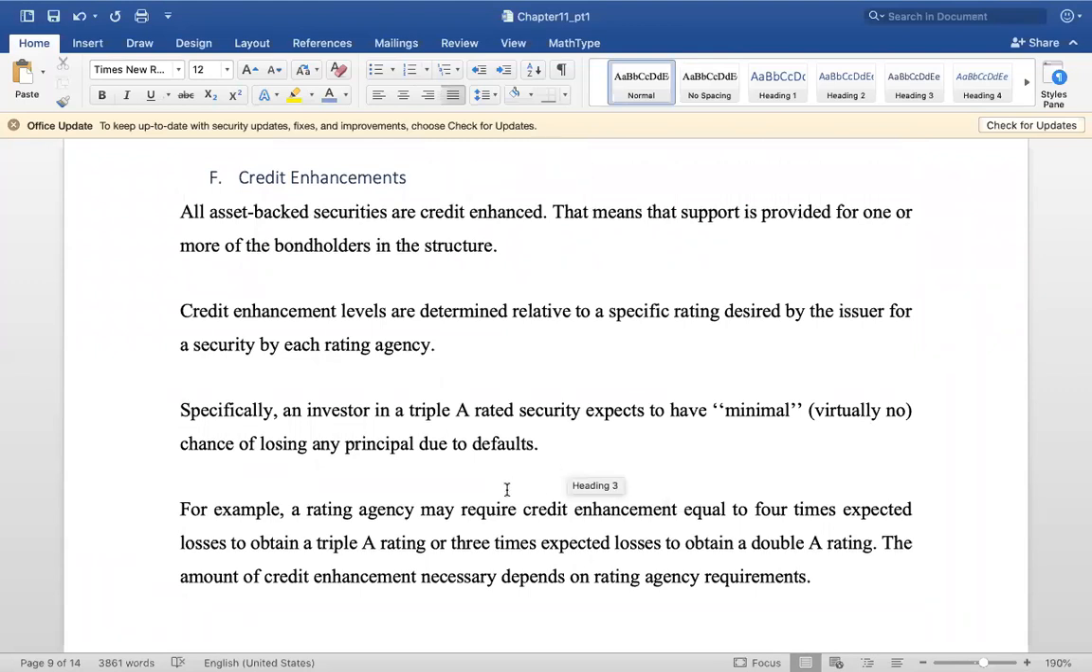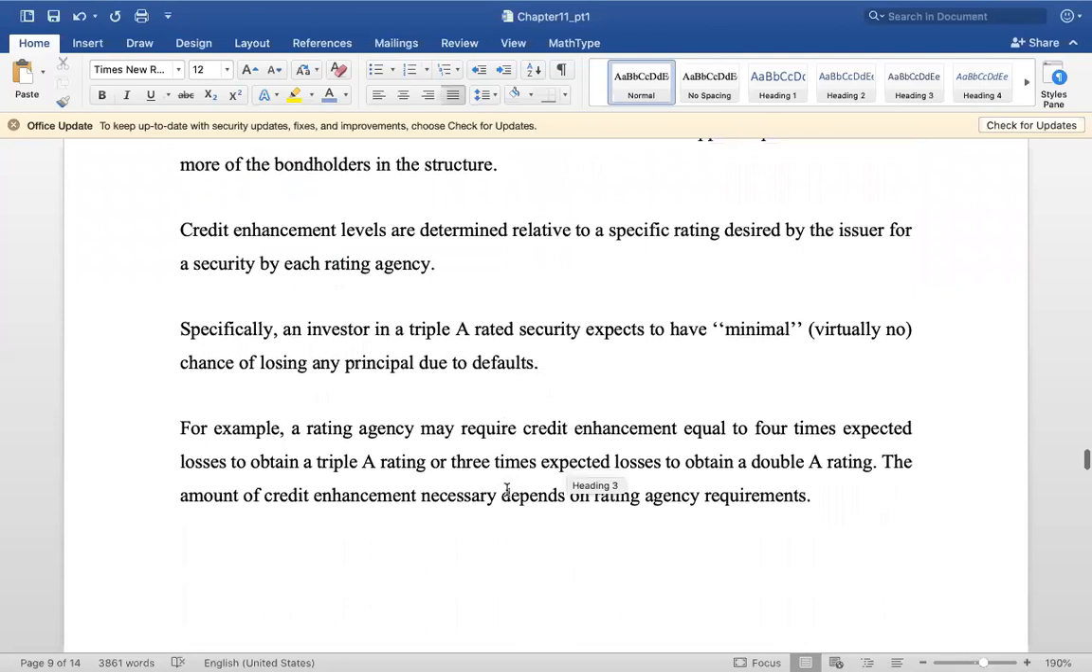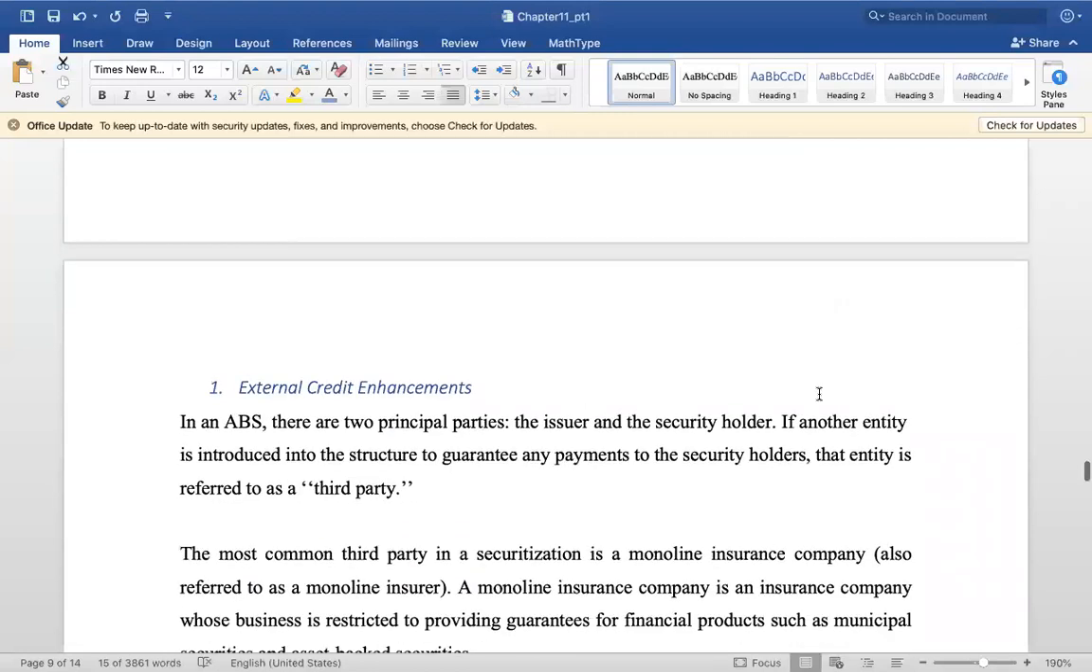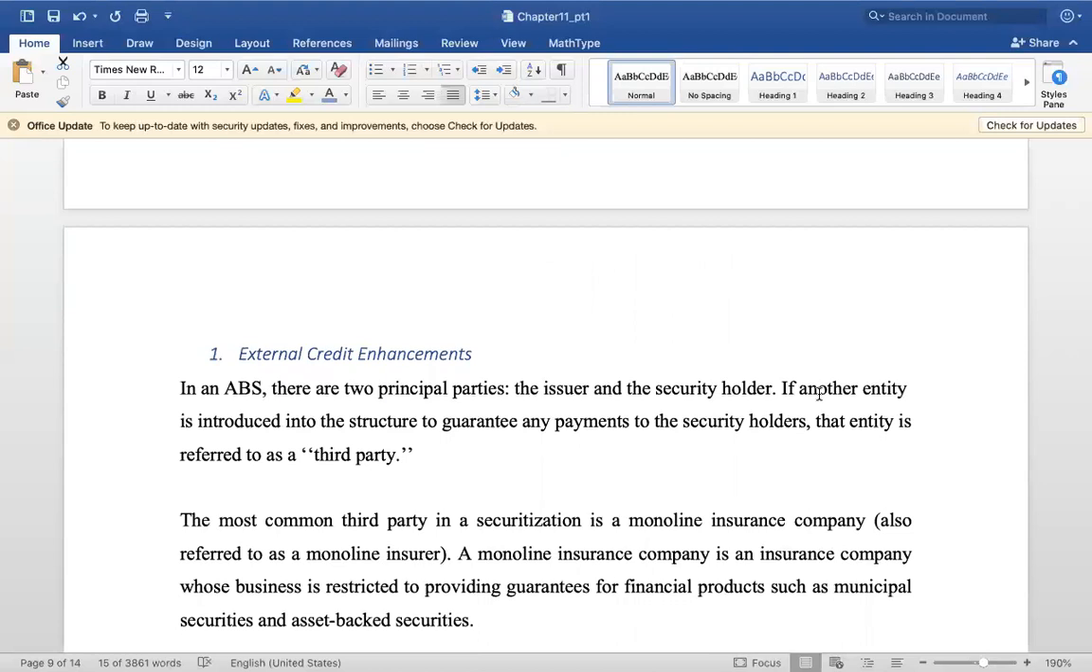Specifically, an investor in a triple A rated security expects to have minimal chances of losing any principal due to defaults. For example, a rating agency may require credit enhancement equal to 4 times expected losses to obtain a triple A rating, or 3 times expected losses to obtain a double A rating. There are two types of credit enhancements: external and internal.